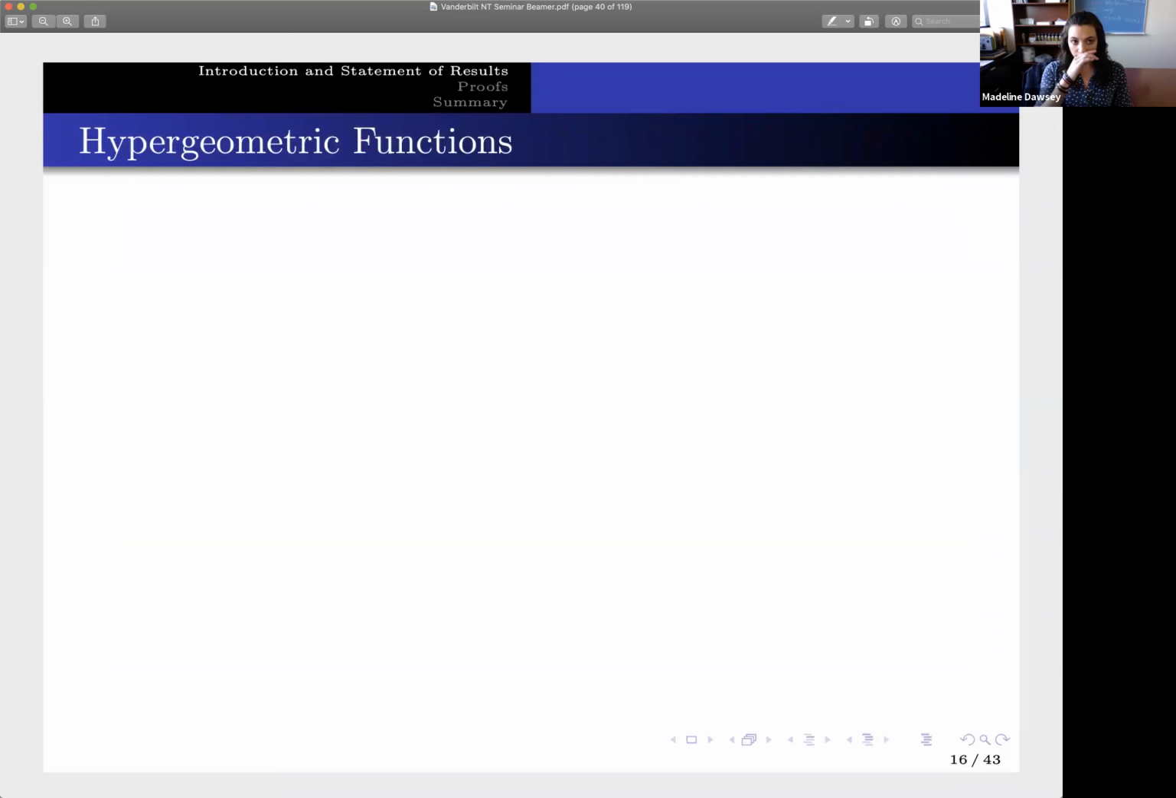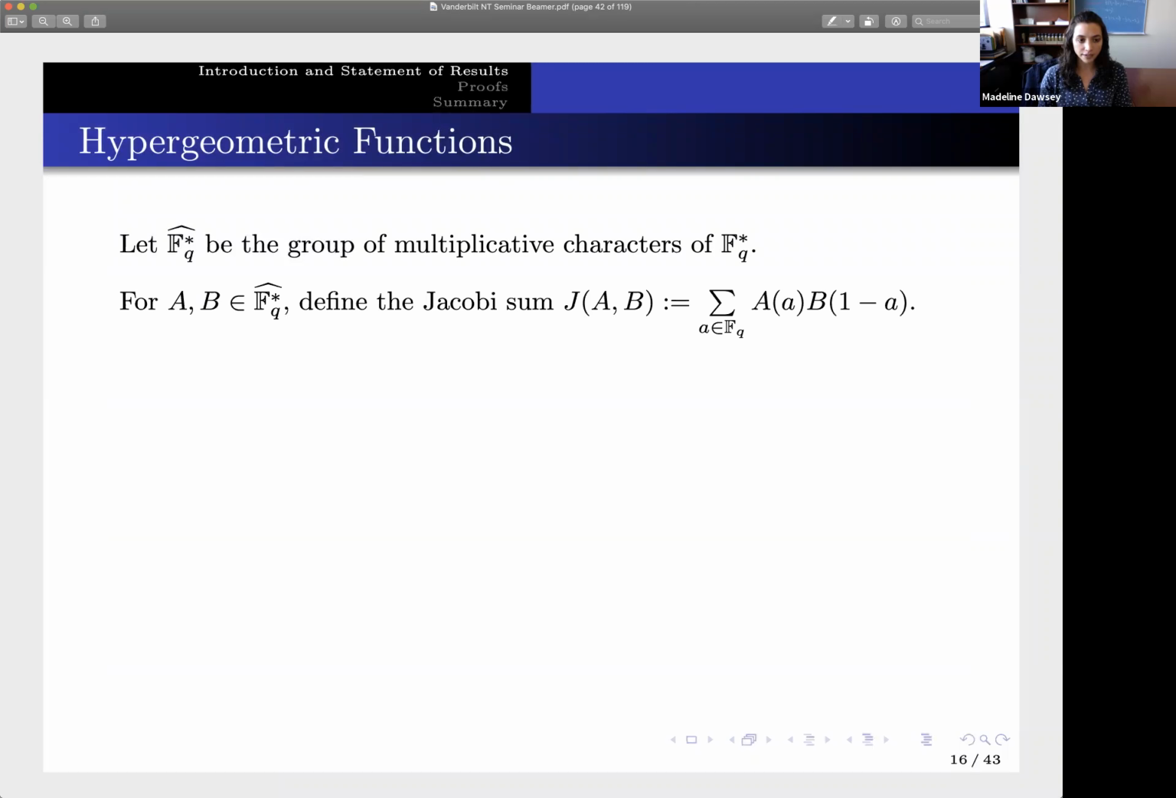Okay, so I'm going to talk a little bit about hypergeometric functions and what they are and what we know about them and their connections to elliptic curves and modular forms. So I'm going to let F_q^* hat be the group of multiplicative characters of F_q^*. And then for two characters A and B, this is how the Jacobi sum is defined. J(A,B) is a sum over all elements of the finite field, A(x) B(1 minus x). We're also going to define this symbol (A choose B) just to simplify notation.